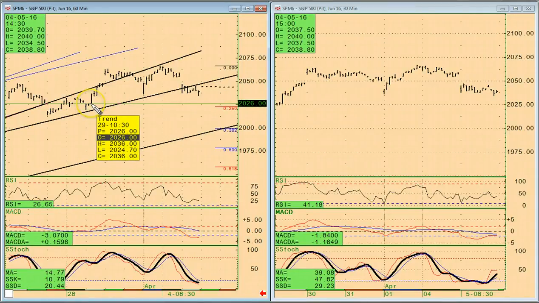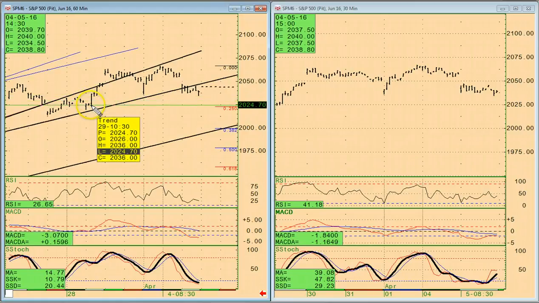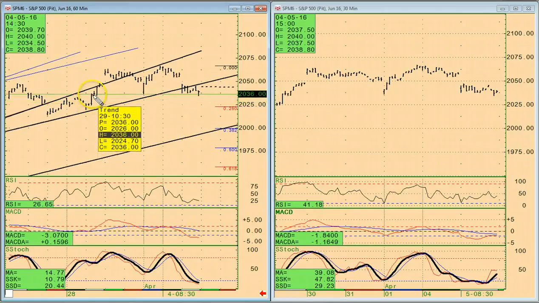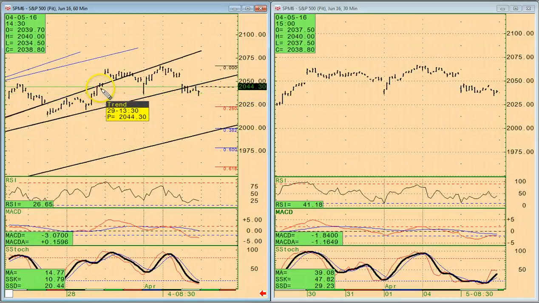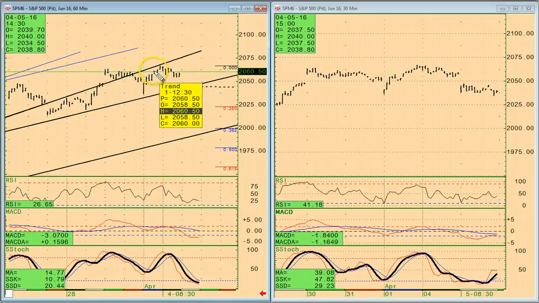Right before her speech, it had pushed back up to roughly around the 2035 area, and once that text came out showing how dovish she was, it shot straight up. It was at the low there above 2020 before the speech was released, right back up to 2035 once that text was released. By the end of the day, 2050, your next resistance, and by the next morning it was up around 2060, which is your next resistance.